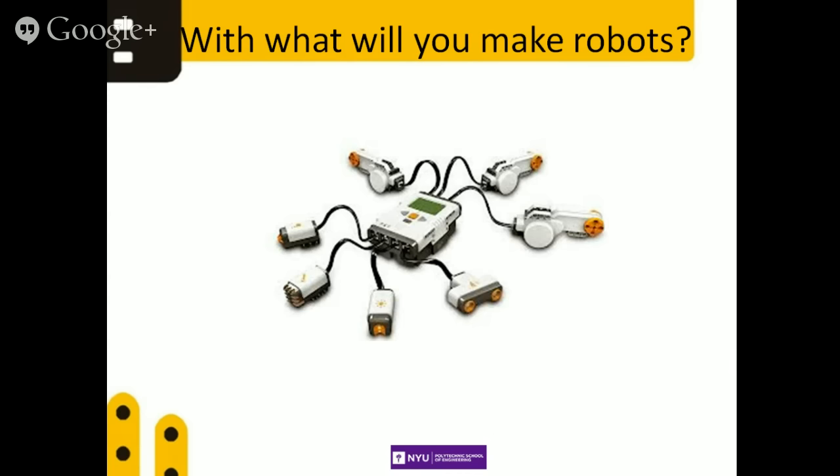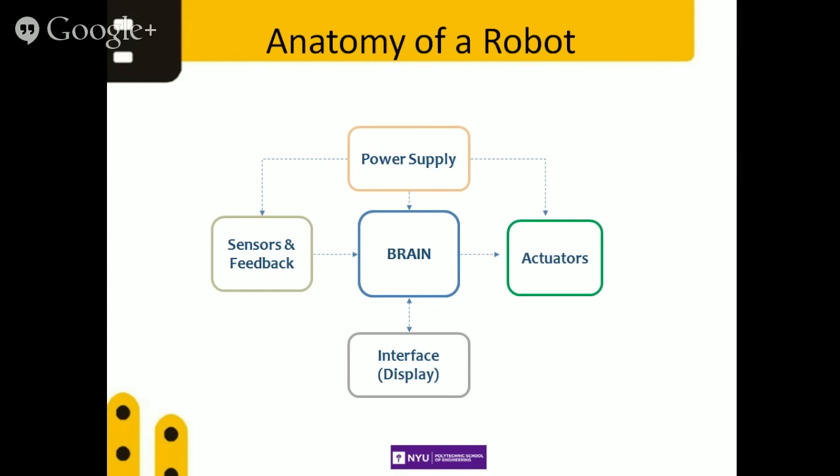Okay. So what does the anatomy of a robot look like? So it has a brain. In our robot, the NXT brick is actually the brain of the robot, and then we attach actuators. Actuators are the things which help the robot to do physical things and interact with the physical world. And then we have sensors. Sensors give feedback of what's actually happening in the surroundings, and give this value to the brain. And then we have power supply.